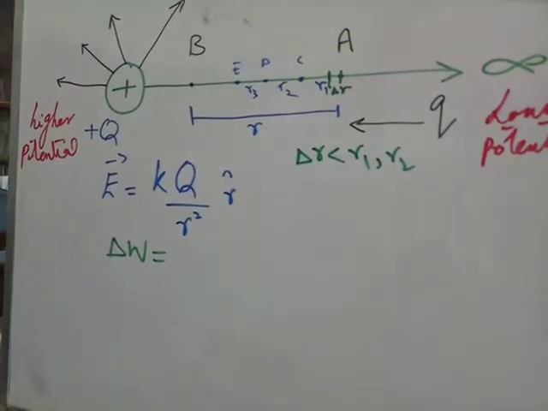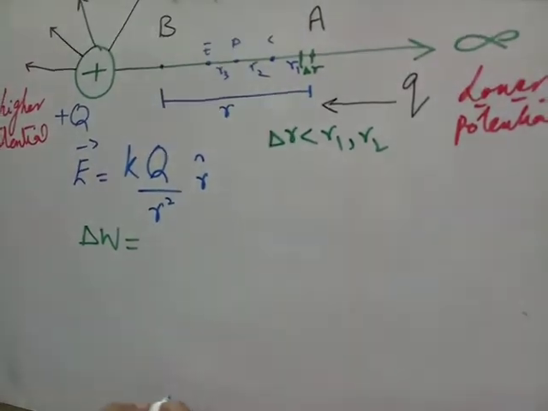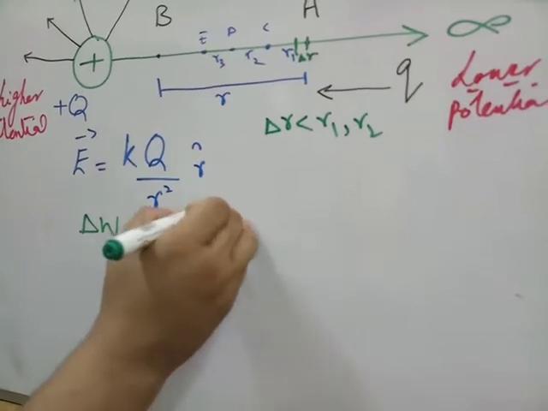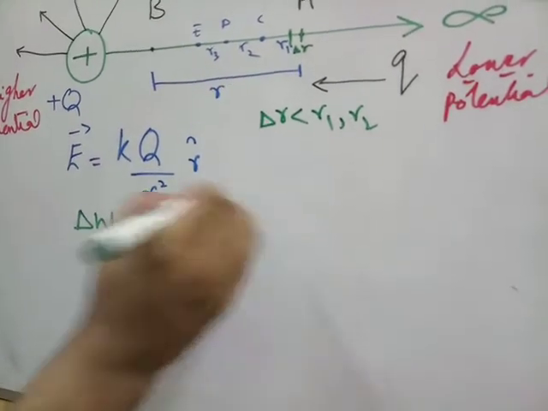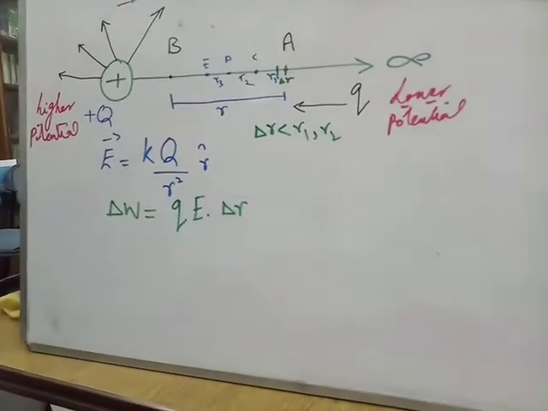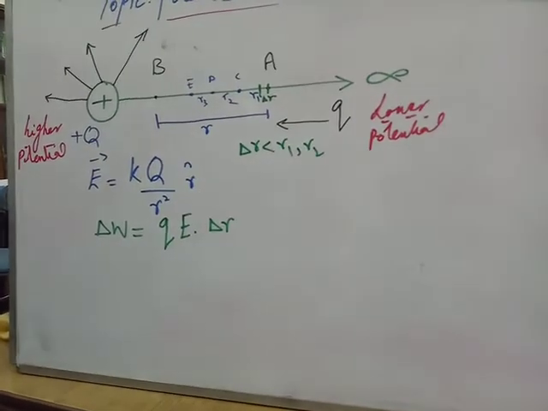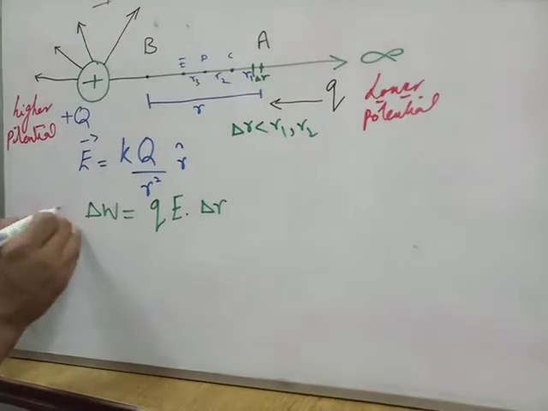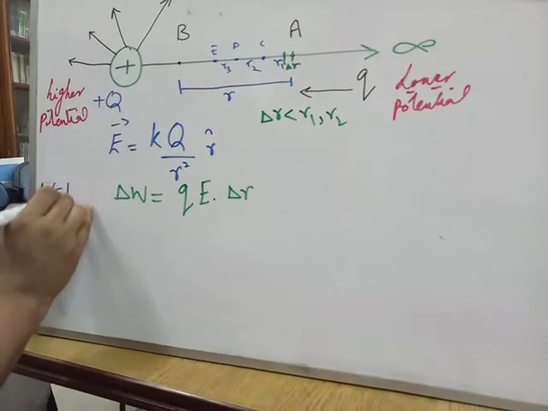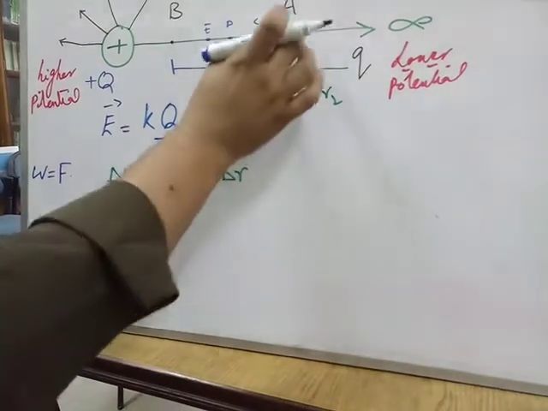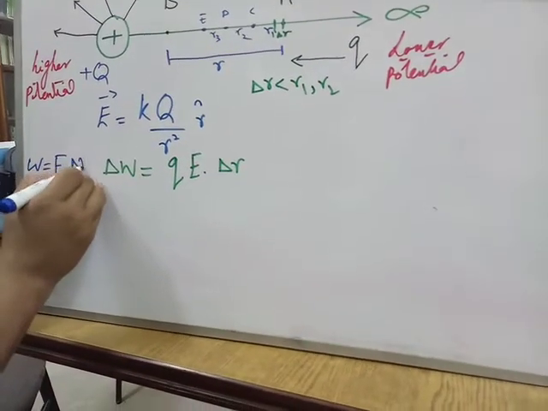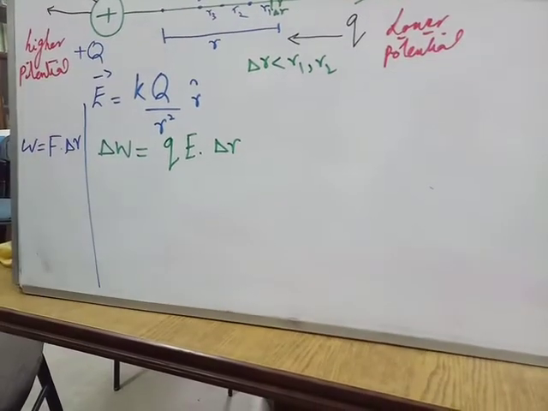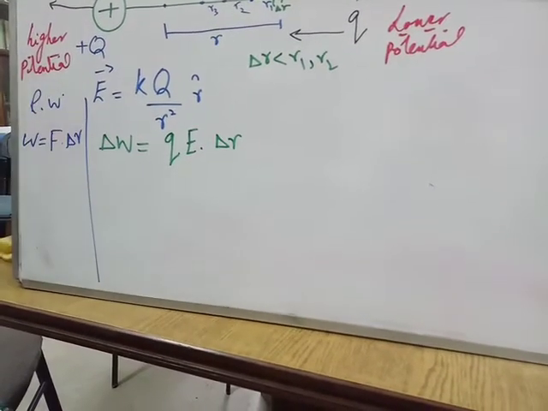So the change of work done is equal to q E dot delta R. You can ask where this equation comes from. It comes from the work W equal to F dot D. Here the displacement is delta R, so we can write this in terms of delta R. This is the rough work.